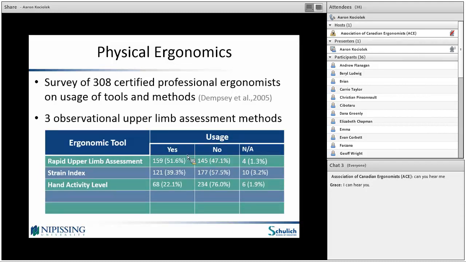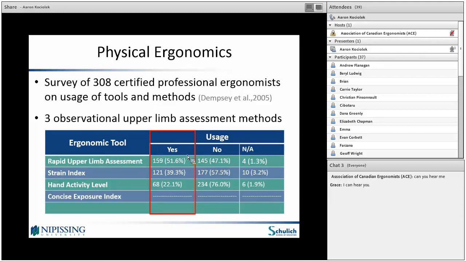And although they asked quite a few questions, not just whether it was used or not used, but how frequently it was used, I've focused on just whether this was a tool that was indeed in the professional ergonomist toolbox. So was it something they had used in the past? So of those methods, 51.6% identified using the rapid upper limb assessment method, or RULA. Slightly fewer identified using the strain index, and 22% identified using the hand activity level.